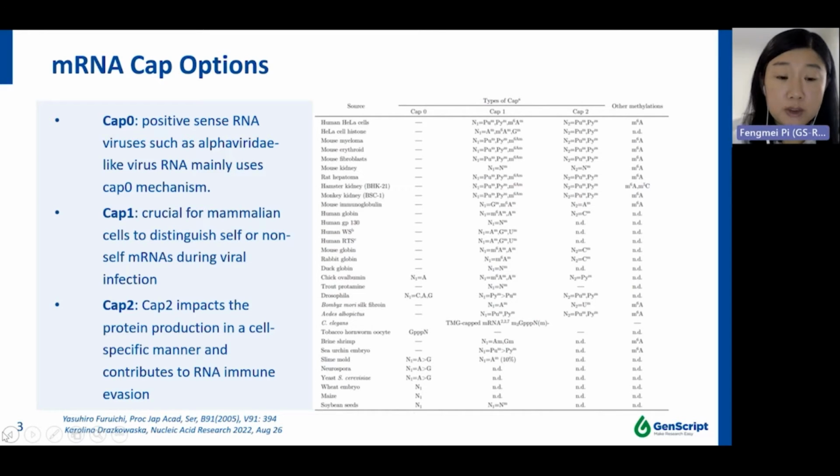And recently, I also want to introduce Cap2 mRNA. Cap2 is also a natural form of RNA found in nature, and its function is under discovery. But there is a report showing that Cap2 RNA has a better response under immune stress conditions, and it also has more dominance in elder cells. It also impacts protein production in a cell-specific manner and contributes to RNA immune evasion.